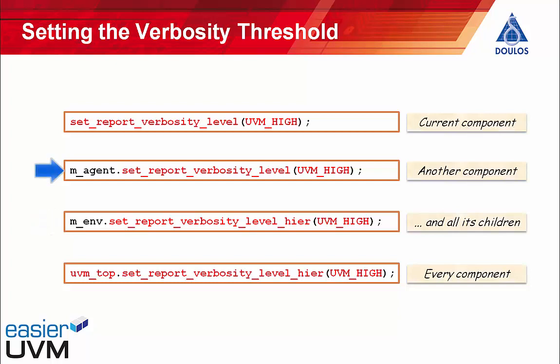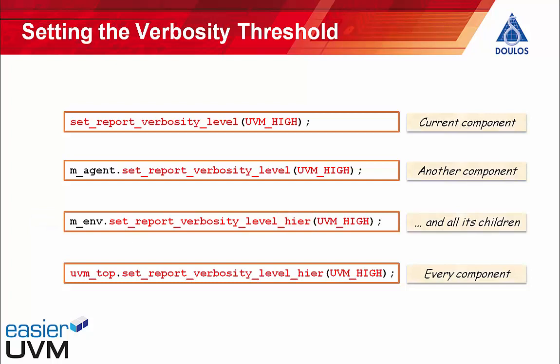So m_agent.set_report_verbosity_level(UVM_HIGH) is setting the verbosity level for the agent component and just the agent component. There's a variation on this method that can be used to set the verbosity level for a component and all of its children. That's set_report_verbosity_level_hier. You'll find a lot of the set_report methods have a variation with an underscore HIER suffix that applies hierarchically to a component and all of its children.